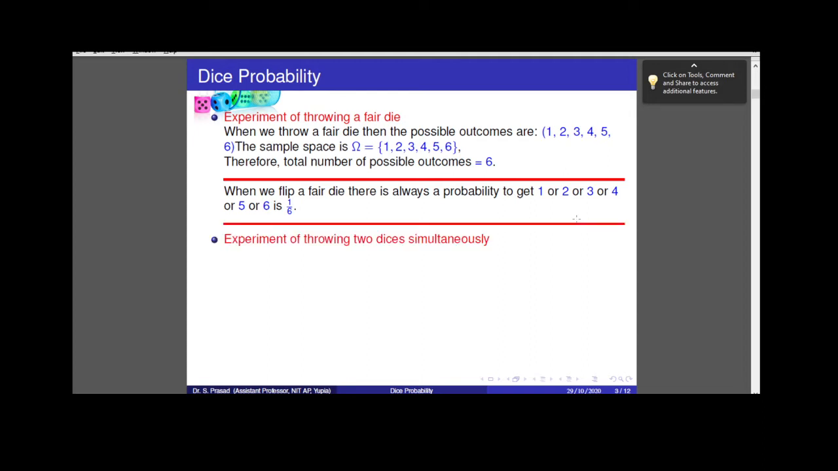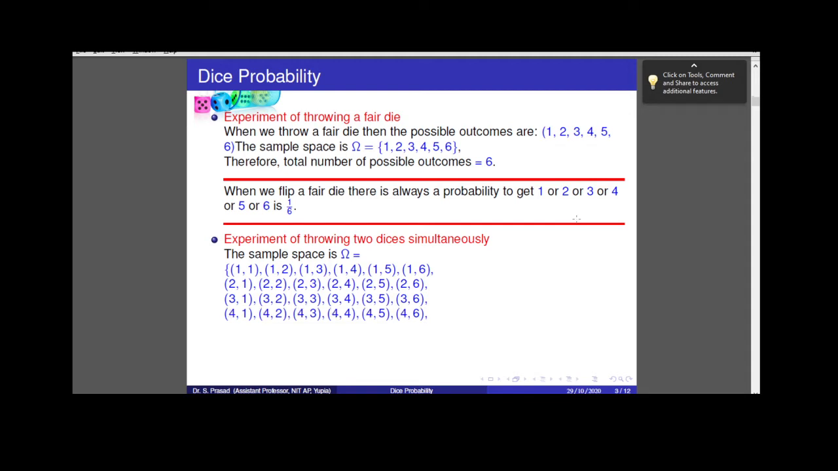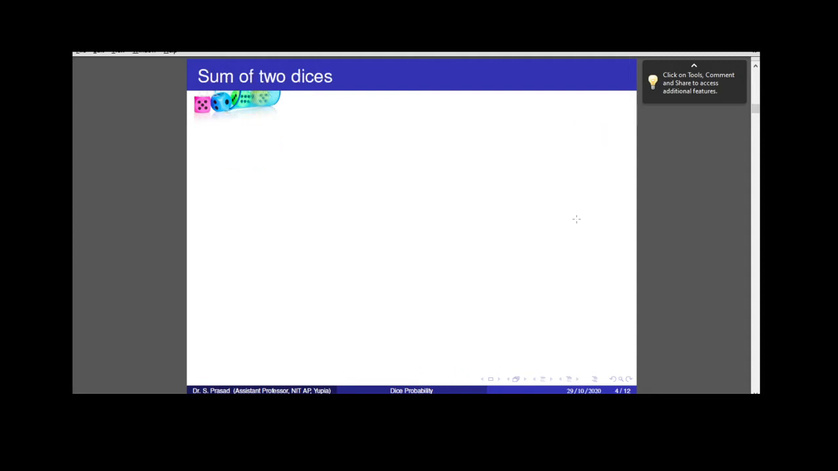Now we go for the experiment of throwing two dice simultaneously. The sample space omega is (1,1), (1,2), (1,3), (1,4), (1,5), (1,6), (2,1), (2,2), (2,3), (2,4), (2,5), (2,6), (3,1), (3,2), (3,3), (3,4), (3,5), (3,6), (4,1), (4,2), (4,3), (4,4), (4,5), (4,6), similarly (5,1), (5,2), (5,3), (5,4), (5,5), (5,6), (6,1), (6,2), (6,3), (6,4), (6,5) and (6,6). Therefore, the total number of possible outcomes is 6 square, equal to 36.